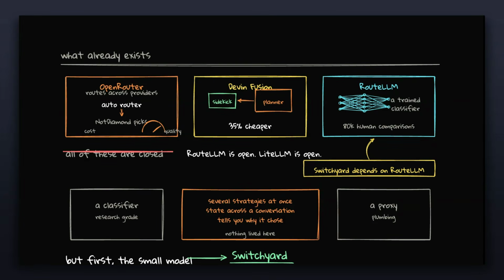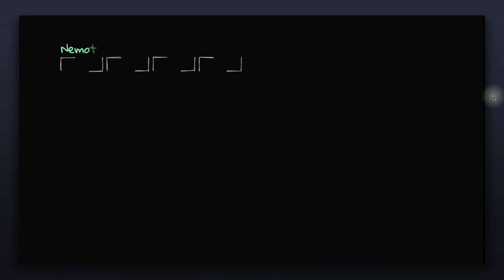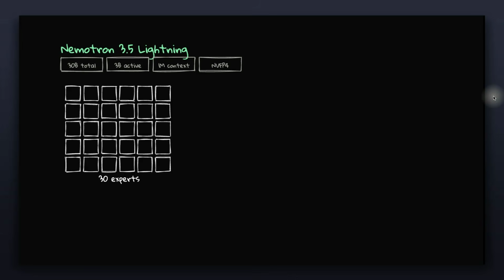But first, we need to talk about an interesting release from NVIDIA. And this is their Nemotron 3.5 Lightning, which is a 30 billion MOE and is specifically designed for high throughput workloads. It has a total of 30 different experts. Now, architecturally, it's very similar to the rest of the Nemotron family.